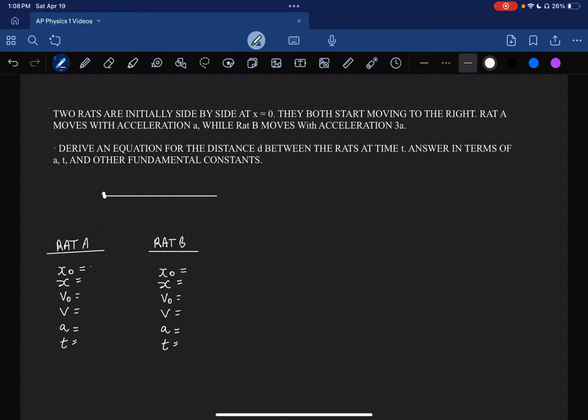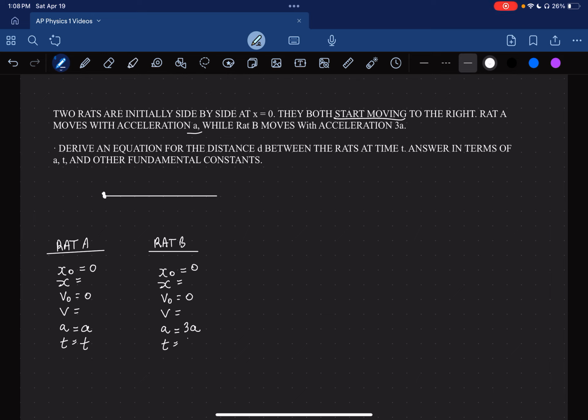Okay, all we know is they both start at 0 position. They both start moving, which implies that they started from rest, both of them. Rat A moves with acceleration A, rat B moves with acceleration 3A. Derive an equation for the distance d, the distance d between the rats at time t.